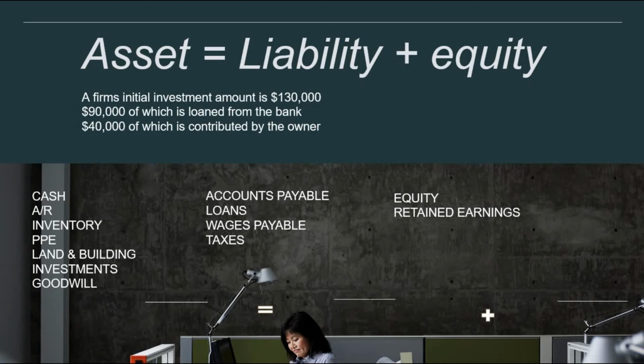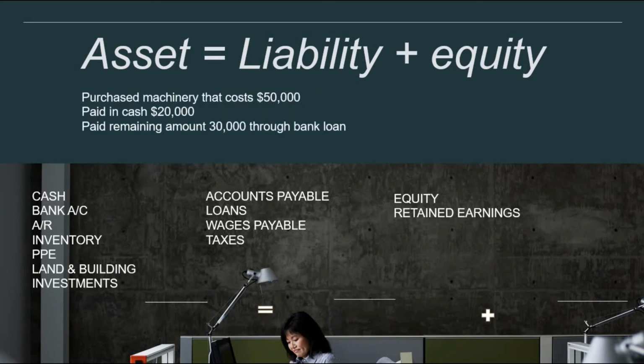A firm's initial investment amount is 130,000, out of which 90,000 is loaned from the bank and 40,000 is contributed by the owner. So the entry will be an increase of 130,000 in cash on the asset side, 90,000 in loans on the liability side and 40,000 on the equity side. Just check the equation: asset equals liability plus equity. It is correct. And next illustration.